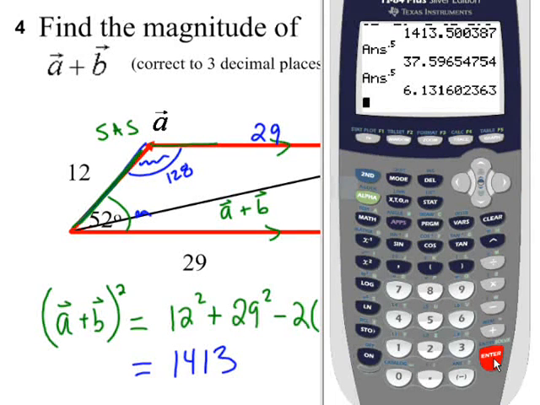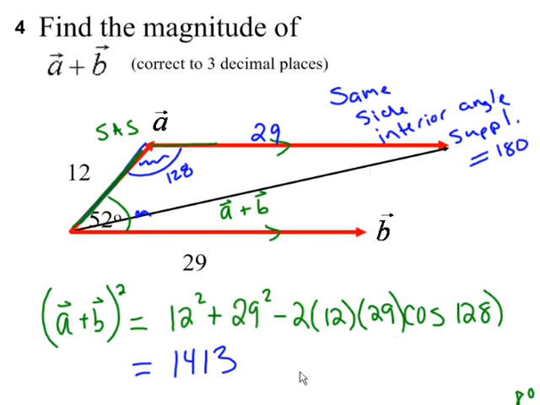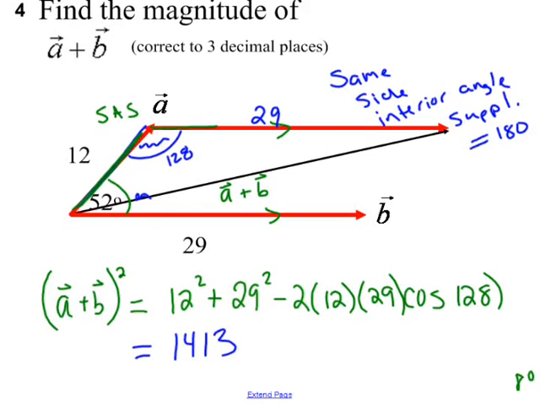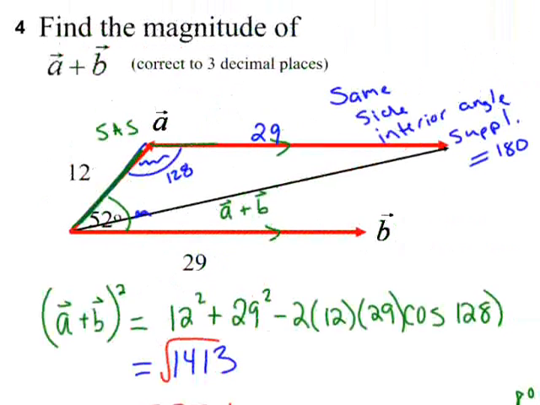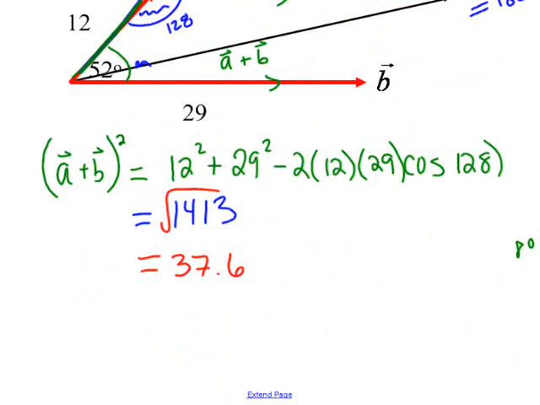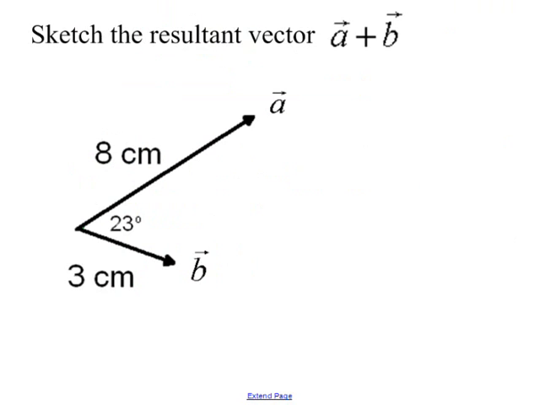I get 37.59. We're just going to call that 37.6. So take the square root of that, and you found the magnitude of your resultant vector is 37.6. And I guess there are no units, so we don't have to worry about units. All right. Let's see what else we got here.